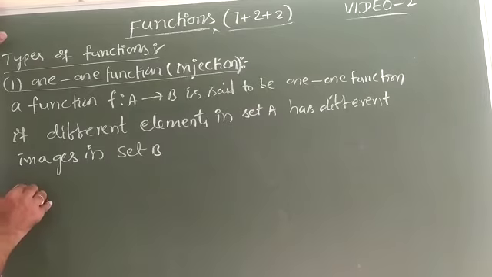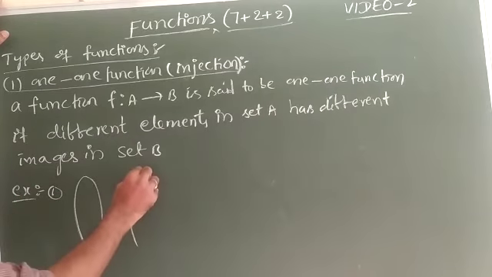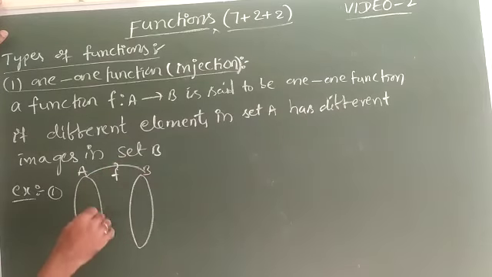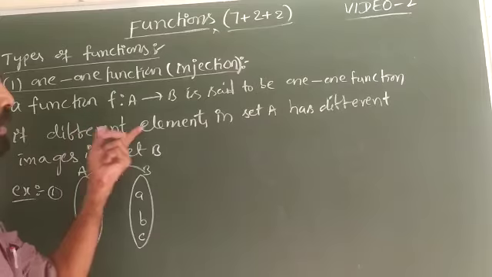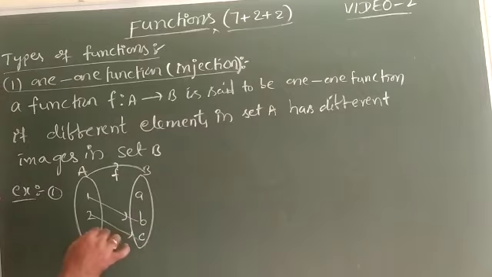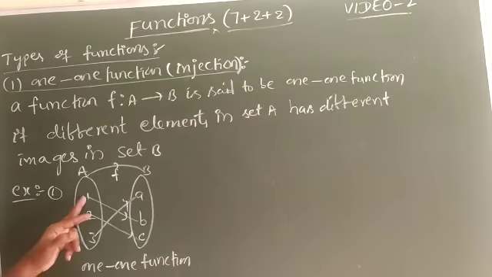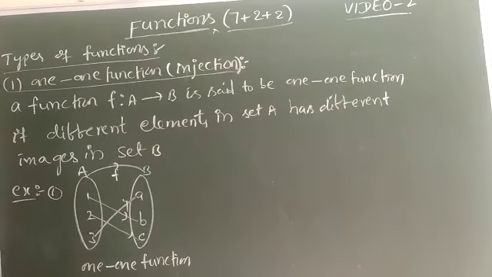Now see example 1. A, B, f from A to B. So 1, 2, 3, A, B, C. Consider 1, 2, 3 and A, B, C. What is the definition? Different elements in set A have different images. Different elements ki different images ఉంటారు. So here clearly this is a one function. Why? Different elements have different images. So it is clearly one function.